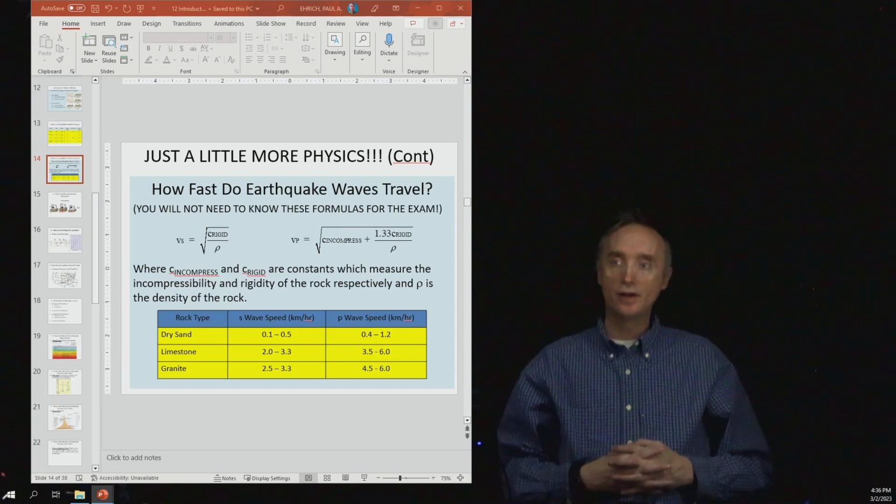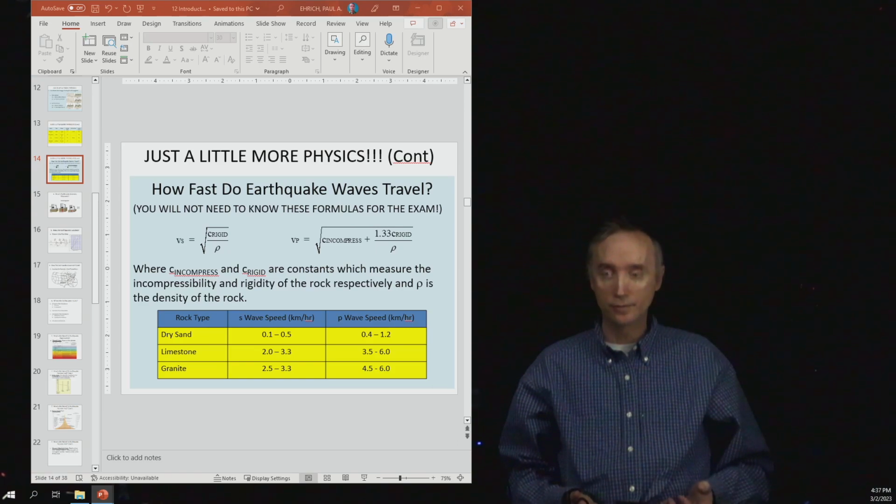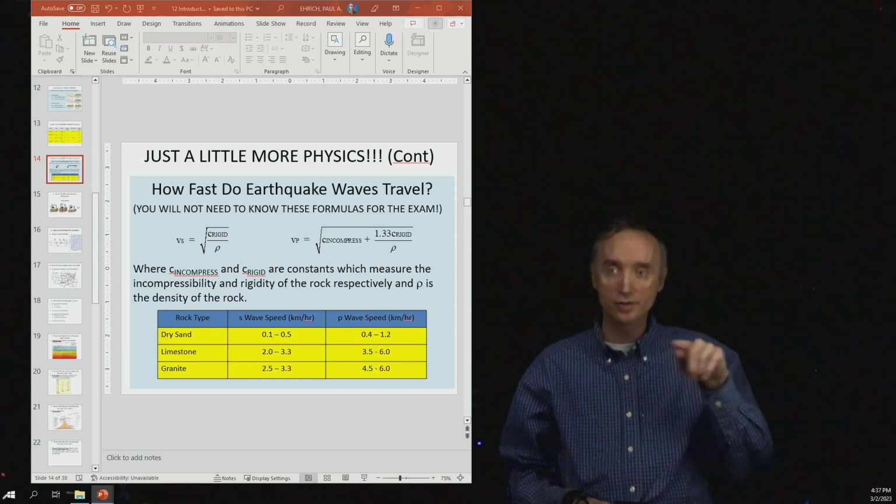So as you can see, I've got the speed of the shear wave or the S wave, the secondary wave, and then I've also got the speed of the primary wave or the pulse wave. And you'll notice that the two formulas are similar in that they both include the density of the rock. So density is the mass of the rock divided by the volume of the rock. And that is going to be given by the letter rho, which looks like a P, but it's the Greek letter R.